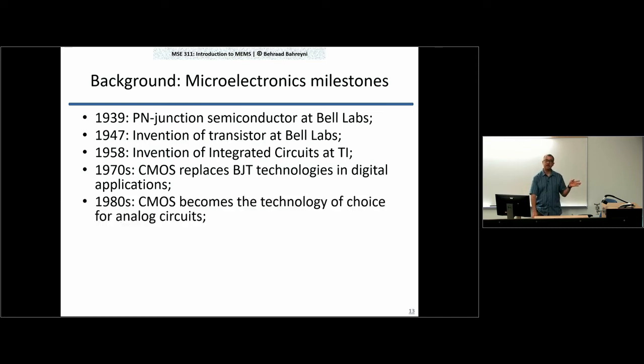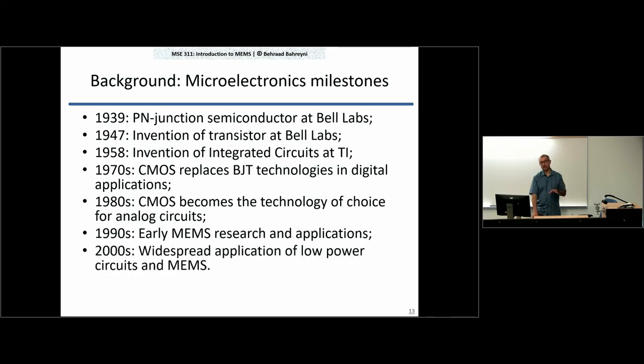So in the 80s and 90s, we basically made all sorts of microelectronic components, from analog to digital chips, using these CMOS technologies. And in the 90s, we started to use similar manufacturing methods for micromechanical devices. Moving on, in the 2000s, 10 years later, we had plenty of applications for MEMS. They were basically spreading everywhere.